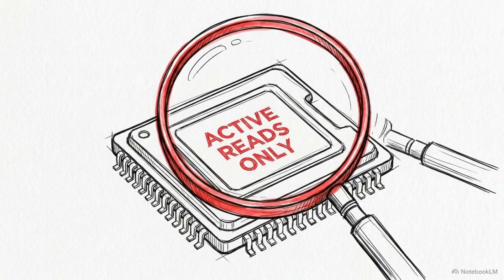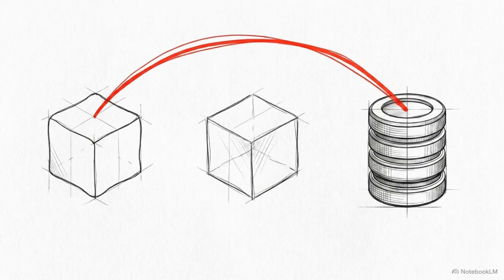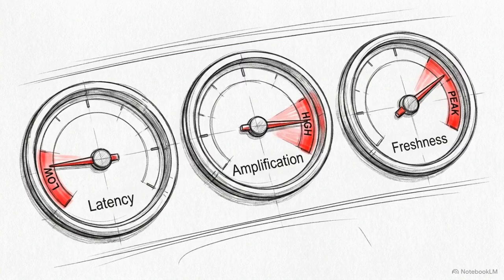To prevent memory pollution, engineers use the write-around pattern. Database writes bypass the cache entirely, ensuring memory is only occupied by data that is actively and frequently read. These synchronization patterns determine the limits of a system's query latency, write amplification, and data freshness.